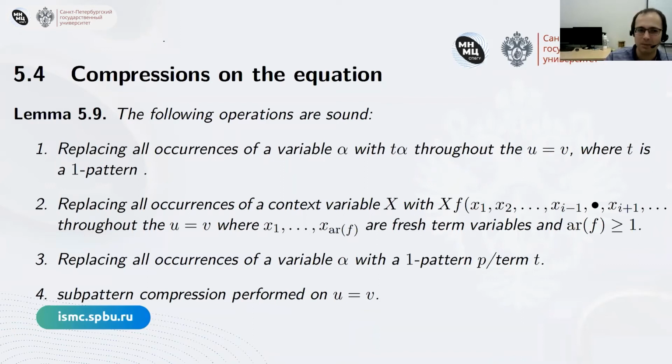So if you replace some variable, which could be a term variable or a context variable, with some pattern applied on this variable, say you replace x with f on ax, then this is sound. Because if you have a solution here which substitutes x with some term t prime, then here you would need to substitute it with f on at, and everything works. And similarly for the patterns.